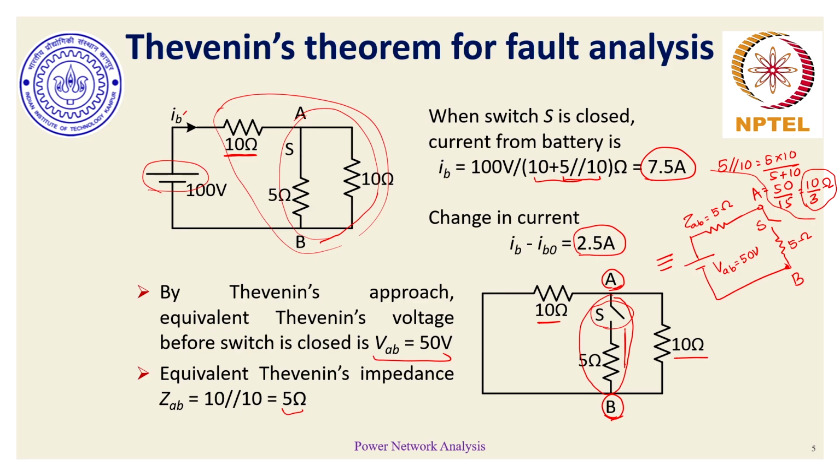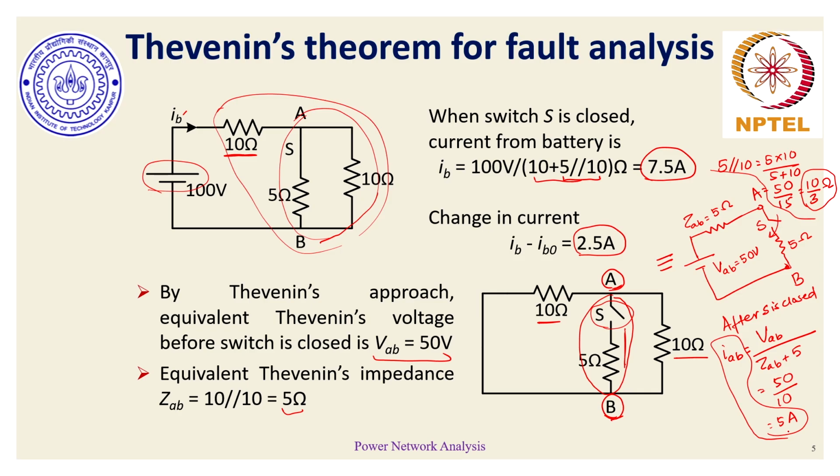Now when the switch is closed in the Thevenin circuit, the current that would flow through the branch between A and B, IAB, again by KVL, would be equal to VAB by ZAB plus 5, which is 50 by 10, equal to 5 amperes. Before the switch was closed, IAB is 0 because current cannot flow. After the switch is closed, using Thevenin's theorem, the new current that would flow in branch A and B would be 5 amperes.